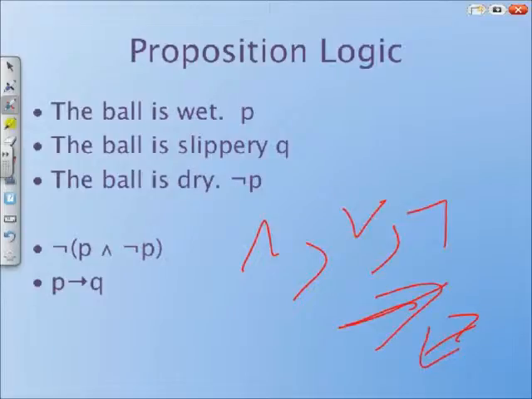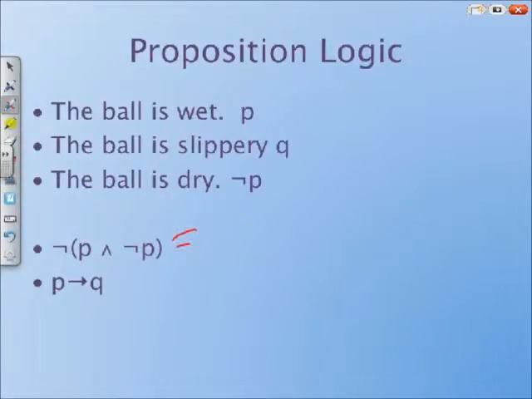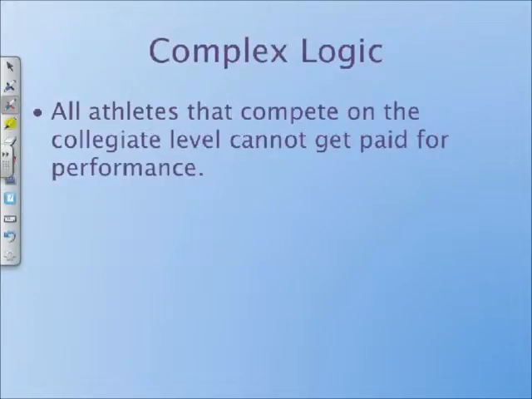If the ball is wet, then it is slippery. If P, then Q. This is your classic conditional operator. We can also form a tautology here, which is, it is not the case that the ball is wet and dry. Not (P and not P) is true because P and not P is false.